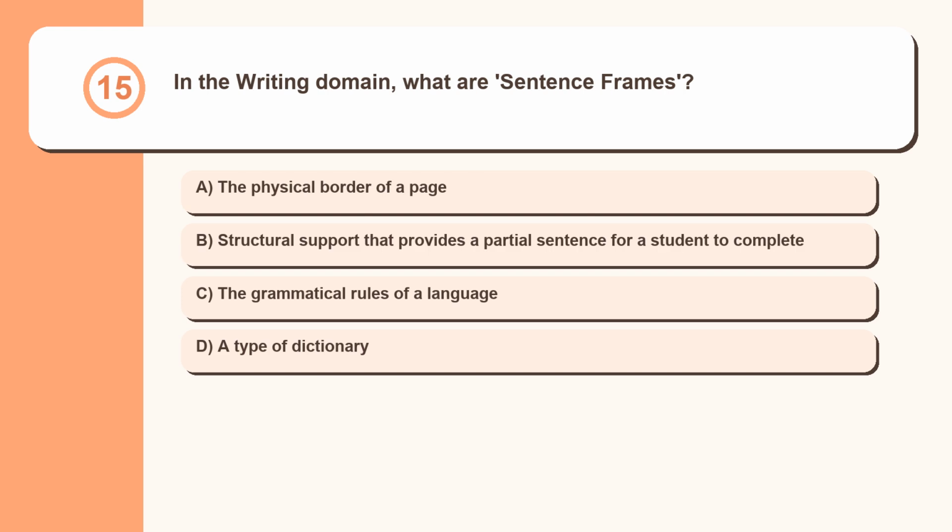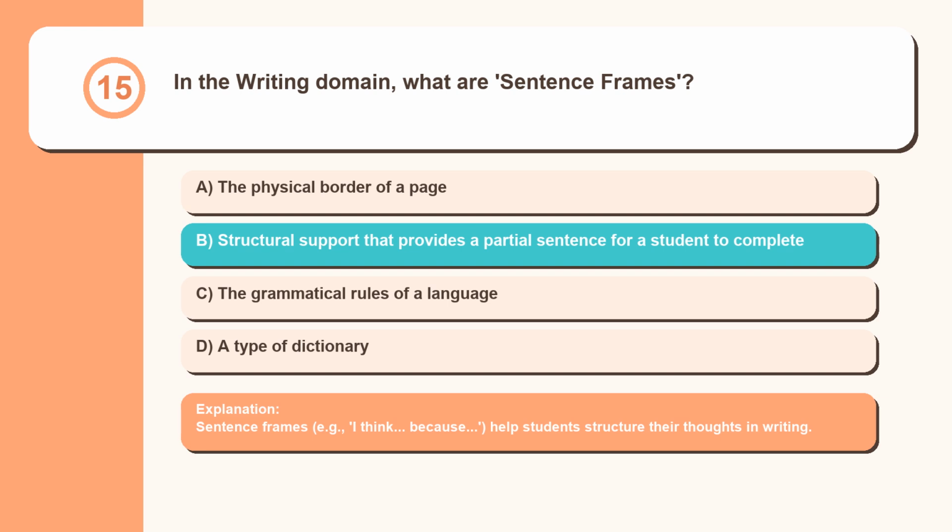Question 15. In the writing domain, what are sentence frames? The physical border of a page. Structural support that provides a partial sentence for a student to complete. The grammatical rules of a language. A type of dictionary. Sentence frames, for example, "I think... because...", help students structure their thoughts in writing.